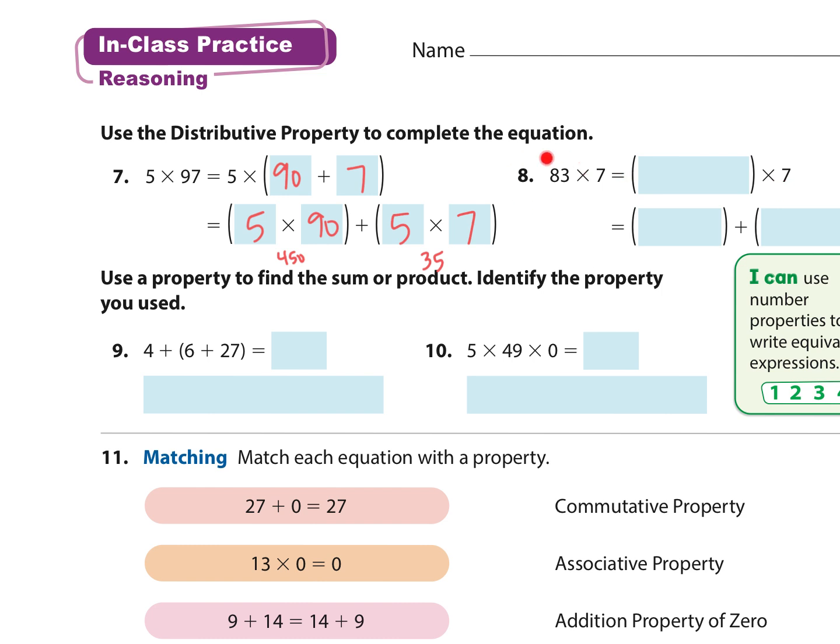Okay, so I'm breaking apart 83. So what goes in the middle? Claire, what do you think? 80 plus 3. And so the first part, I'm going to do 80 times 7. And I would add it to 3 times 7.